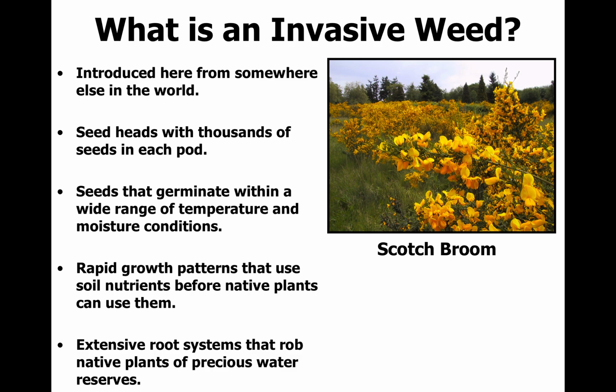Some of these plants also grow so rapidly, and they spread so rapidly, like this Scotch broom, that they use up soil nutrients before native plants can use them. And they're kind of throwing off the balance not only in the land itself, but in the soil systems underneath. And even more so because these extensive root systems can rob native plants of precious water reserves.